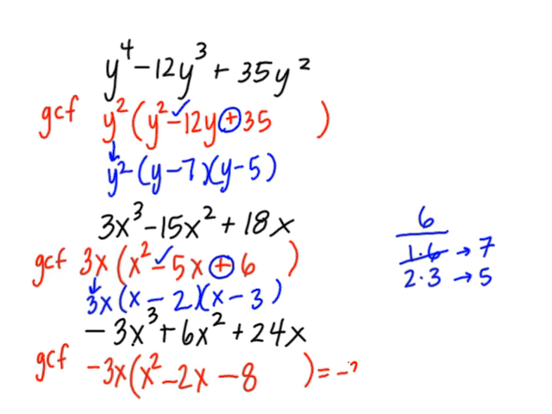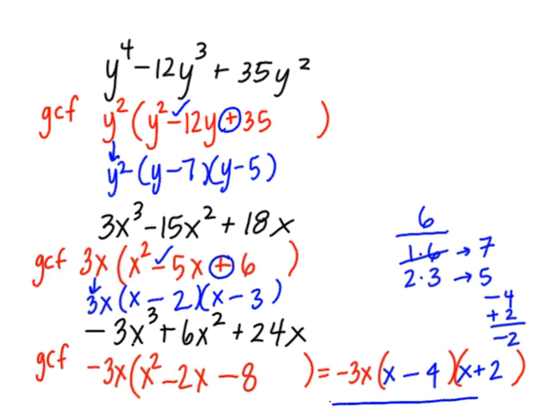So I have a negative 3x out front. I can open my parentheses, and I would have x times x underneath. The factors of 8 that subtract to give me 2 would be 4 and 2. I'm looking to get a negative 2 out of that, which means the 4 needs to be negative and the 2 positive. So my final answer is negative 3x times x minus 4 times x plus 2.